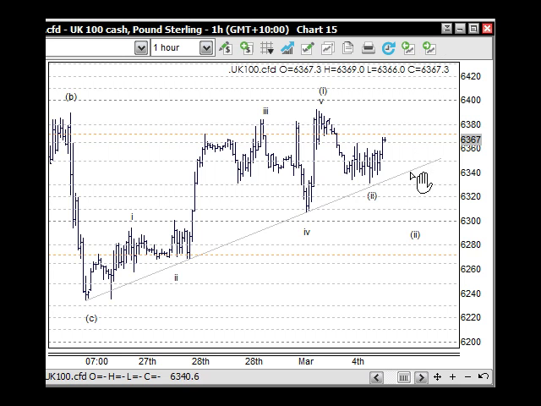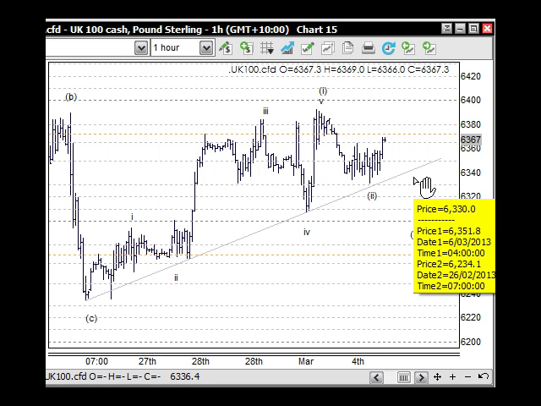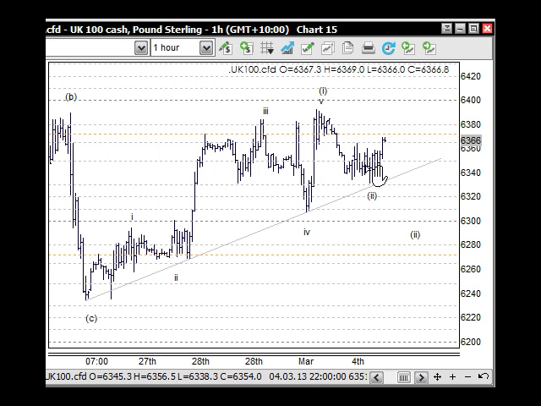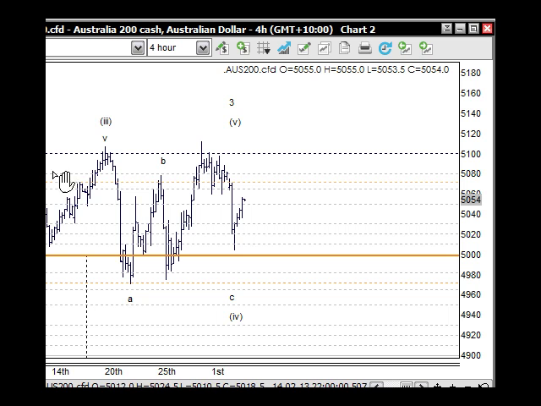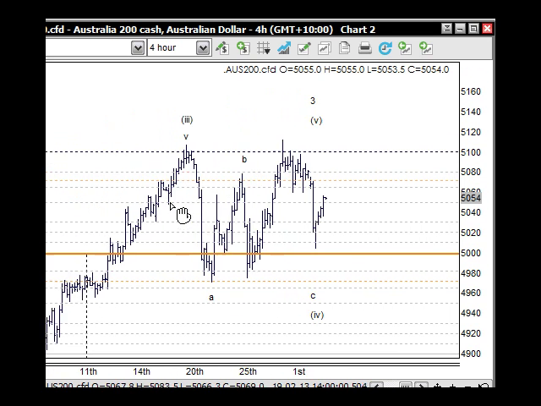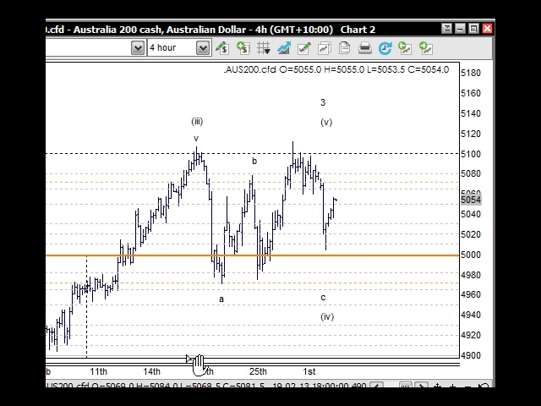But once again, if that B wave is the case in the US indices, then we'll see this as an A and a B and a C coming down through here, and then moving to the upside here. So 5 waves up, an A and a B and a C wave, and then up through there. The Australian market is pretty much the same as well.